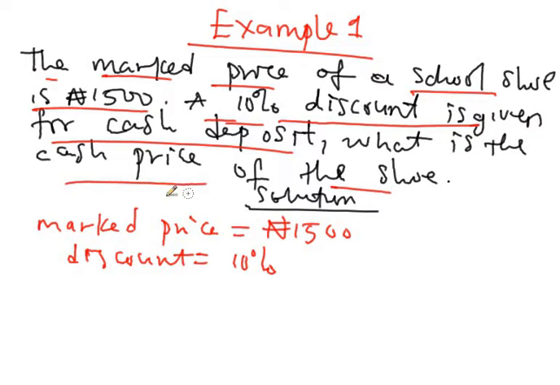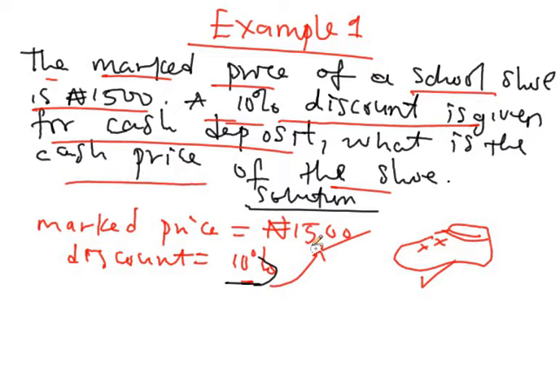The shoe's original price was 1,500, isn't it? Then I say, okay, if you pay cash, we'll remove 10% for you. So that means you remove 10% from this one. The money that is left is the price that the buyer paid. So how are we going to do that? We'll find 10% of the 1,500, isn't it? Then subtract, because the money has to be reduced, not increase.